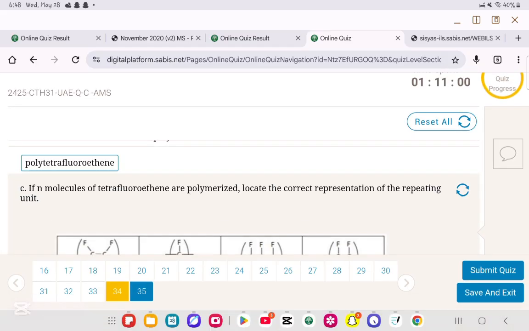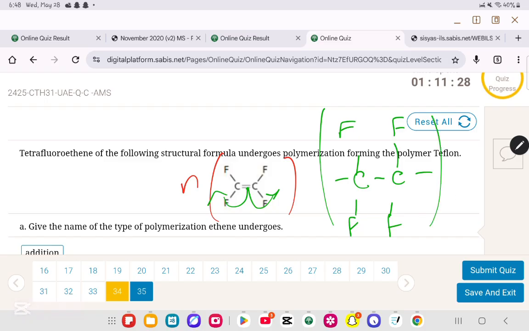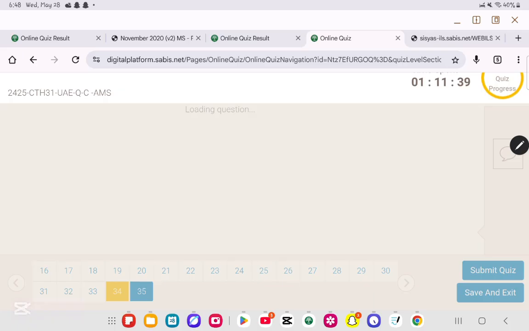We move on to part C. If n molecules of tetrafluoroethene are polymerized, locate the correct representation of the repeat unit. So you need to polymerize this. It looks originally like this. How do you polymerize this? You break the double bond, which is the process of addition. When you break the double bond, it's going to be C single bond C, with the F atoms, and now you will have these free bonds. You just put brackets around them and put an n over here. So this is what the polymer looks like.